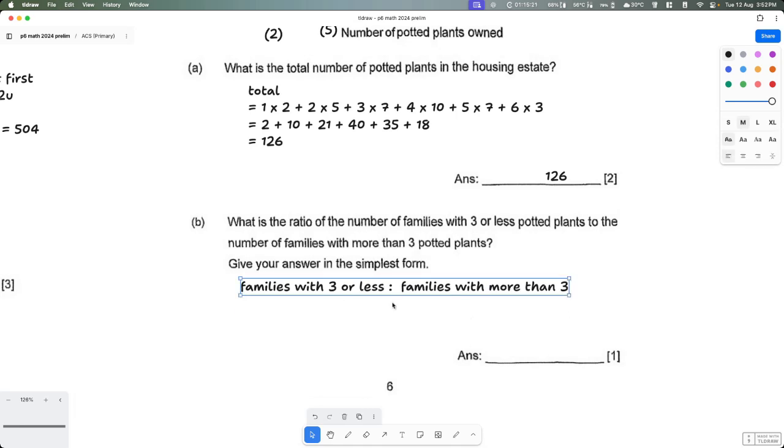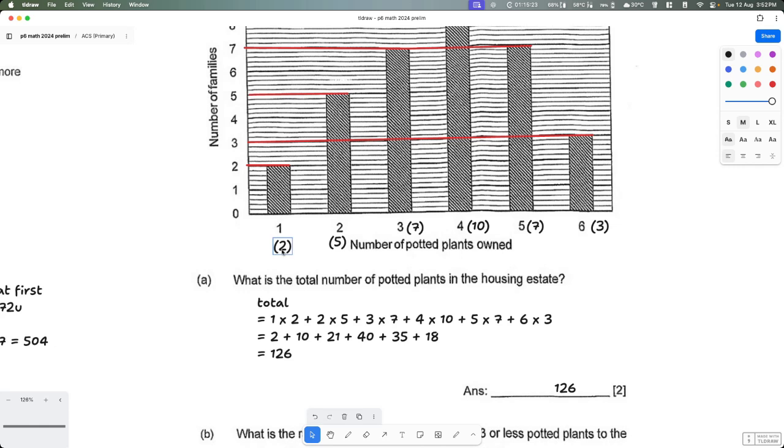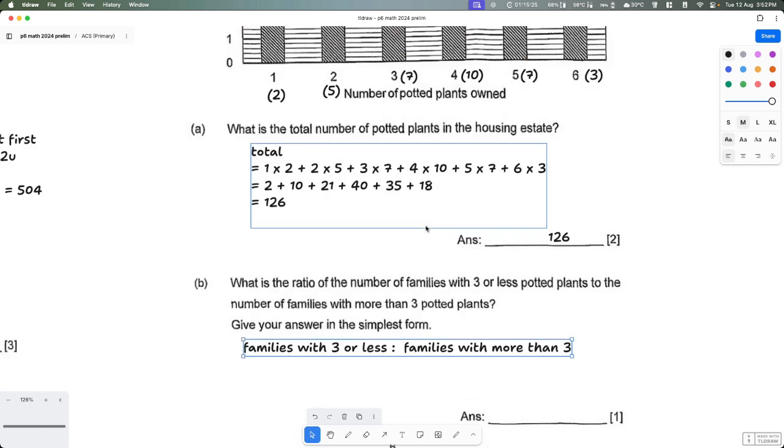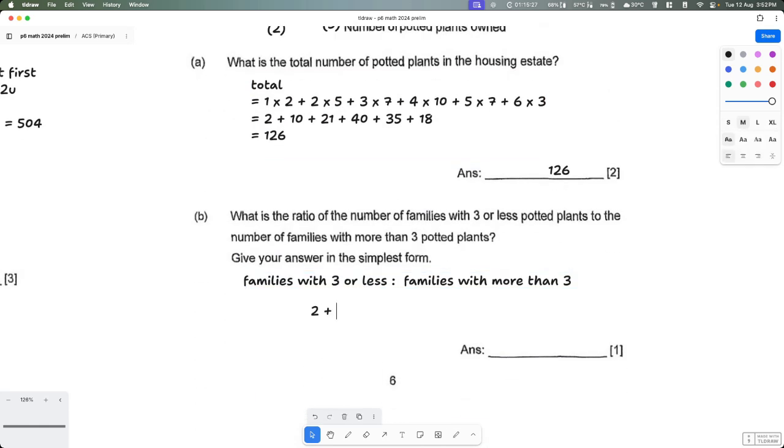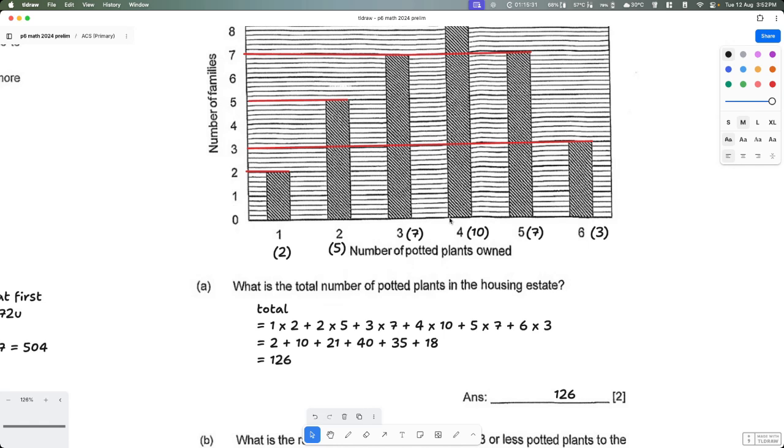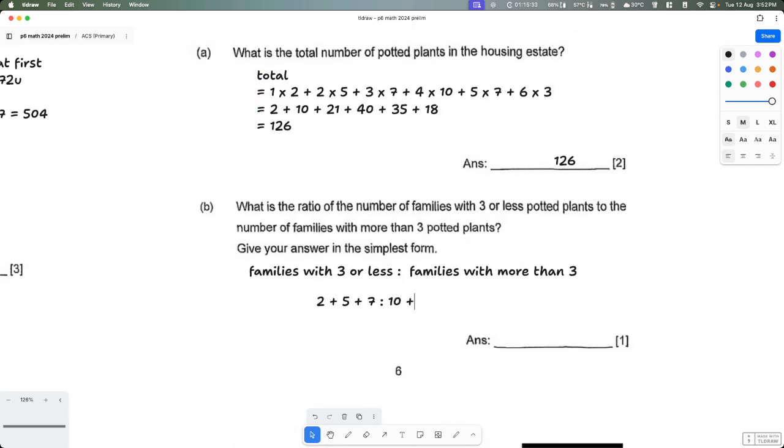Okay, so over here we're going to just add them up. So we have 2, 5 and 7. So 2 plus 5 plus 7 is 2. Then we have 10, 7 and 3. So 10 plus 7 is 3.